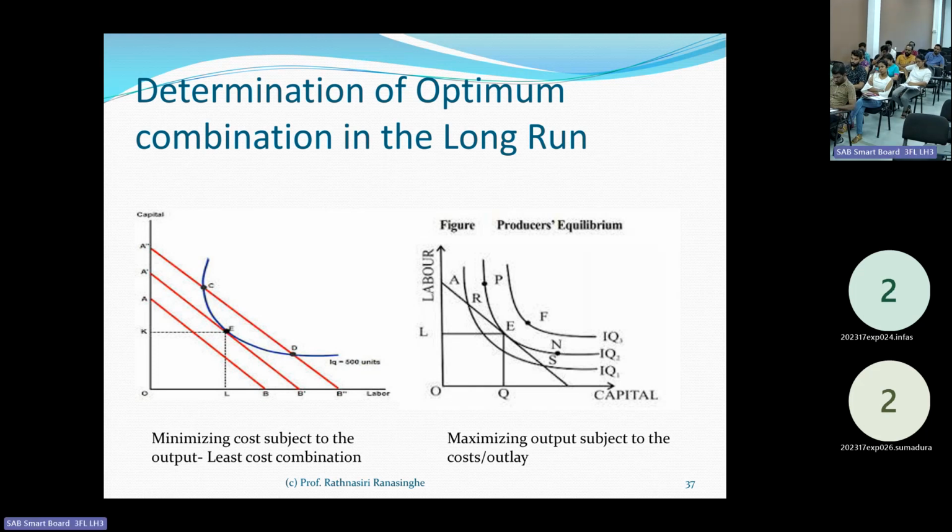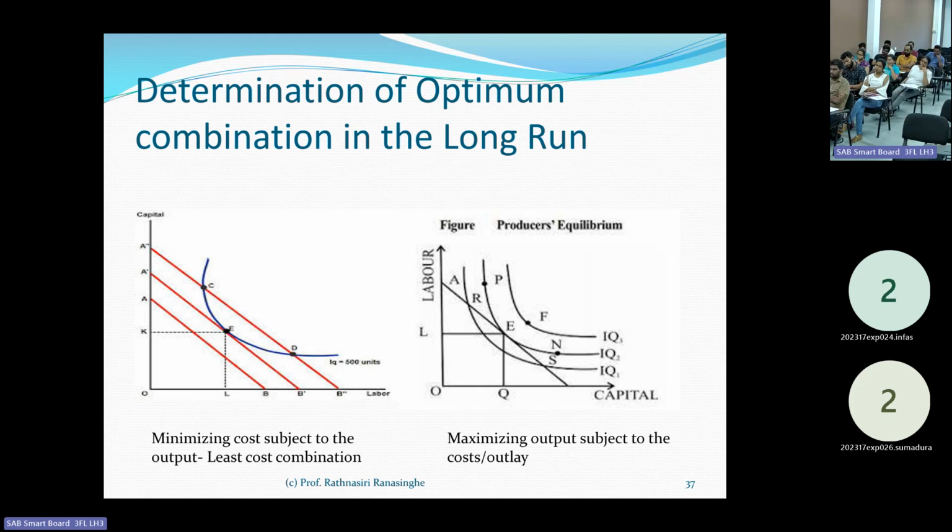If you compare with IQ1 and IQ2, R and S lie in IQ1, a lower output level compared with IQ2. Therefore, R and S are also not feasible. The feasible point is E. That is a tangent point, which gives the highest level of output, lying in IQ2. Those are the equilibrium points, so that is where we can produce.